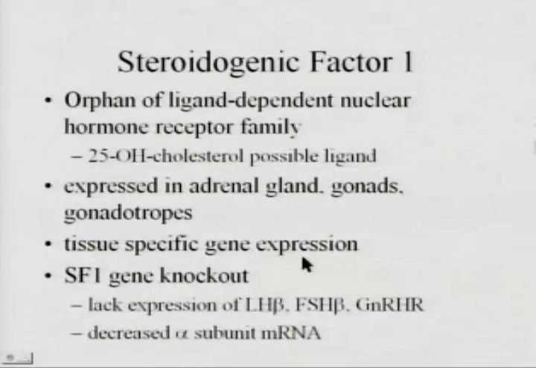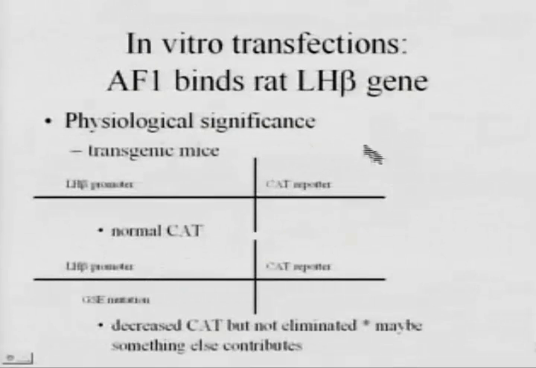The tissue-specific gene expression is mediated through this, as we recall, because the SF1 gene knockout will lack the expression of the LH beta, the FSH beta subunit genes, and the GnRH receptor gene. So this is where we saw this information previously. There's a decreased alpha subunit mRNA as well. So the alpha subunit is not entirely dependent upon the SF1, whereas the others listed here are dependent upon the SF1 binding to the promoter region.